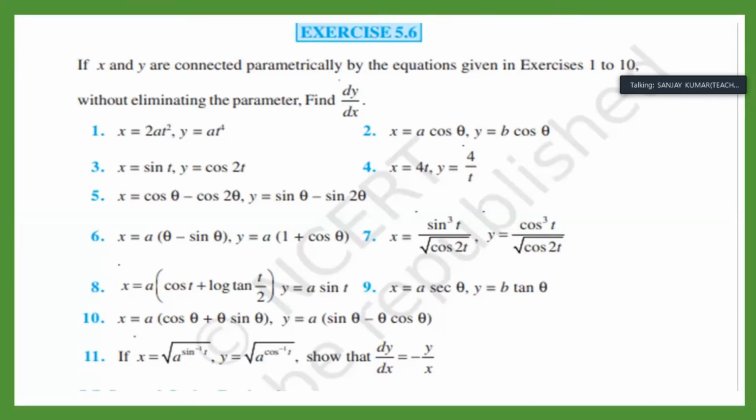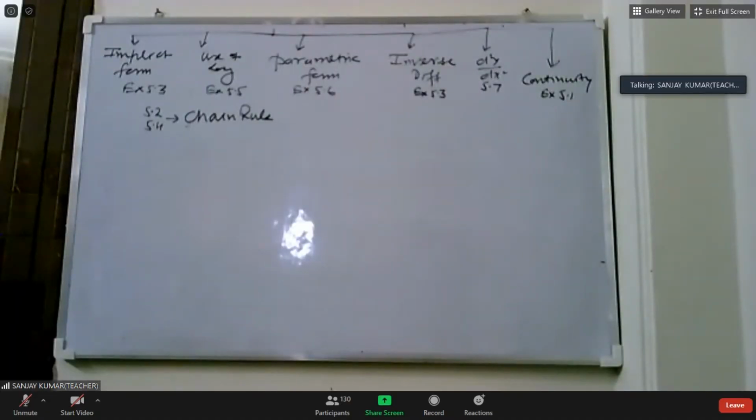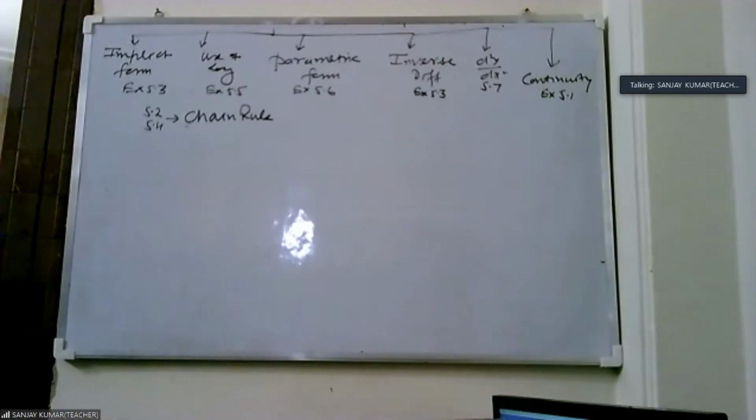They give x and they give y, and he says find dy by dx. Then he says find dy by dx, but they have not given y as an equation. They have given two equations, one is x and the second is y. Then he says find dy by dx. So today we start the parametric exercise, the 5.6 exercise. Okay, so come on now to the screen. This is the 5.6 exercise.